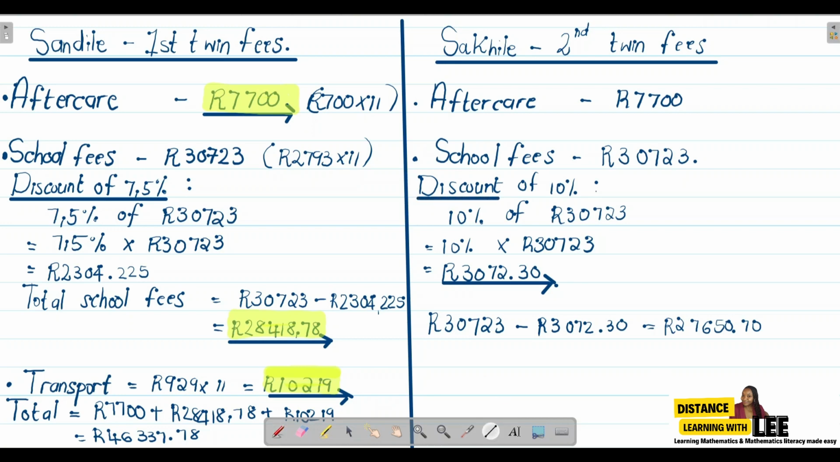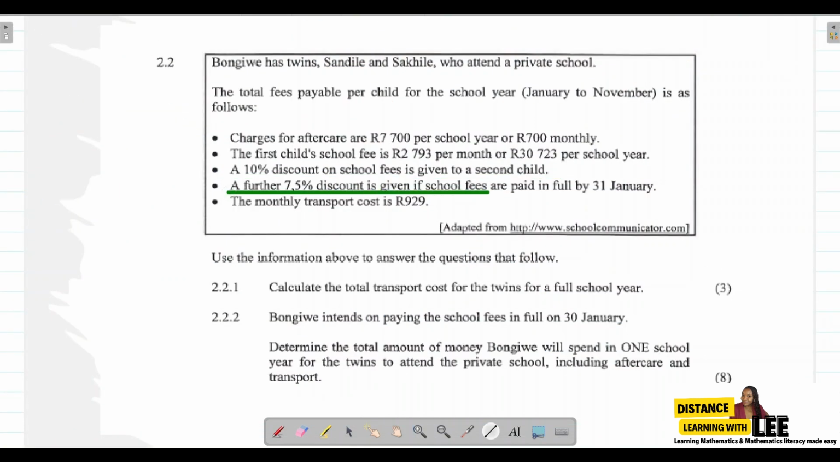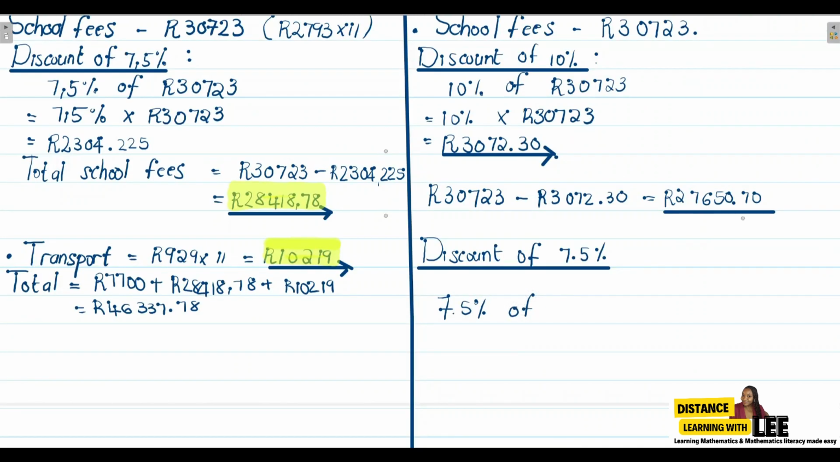However, we are not done. There is still an additional discount that Mrs. Dlamini gets for paying her school fees for her sons early, so she gets a further discount from that amount. We are told that a further 7.5% discount is given if school fees are paid in full by the 31st of January. So we still need to apply that 7.5% discount to the amount that she pays, which is 27,650.70.